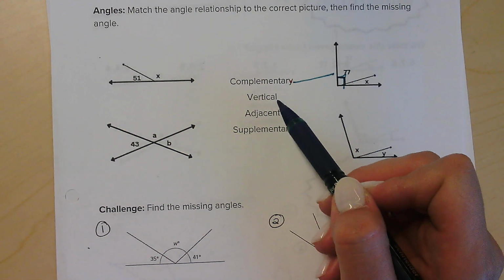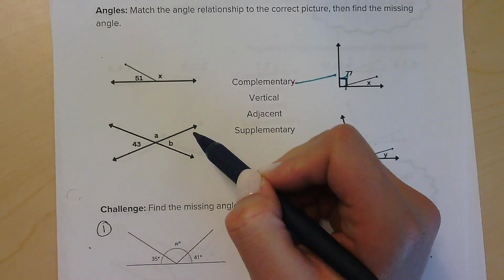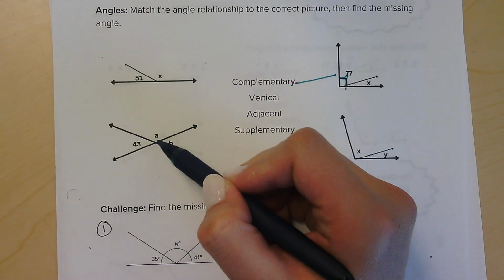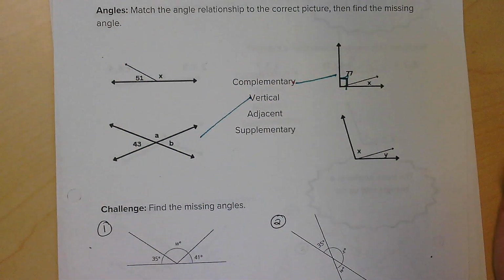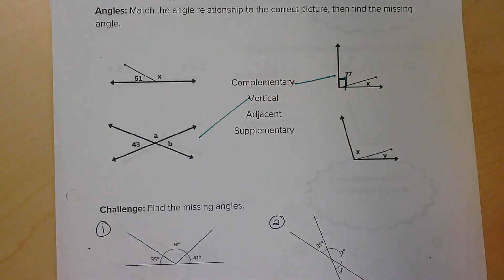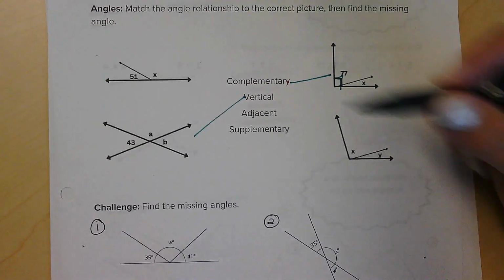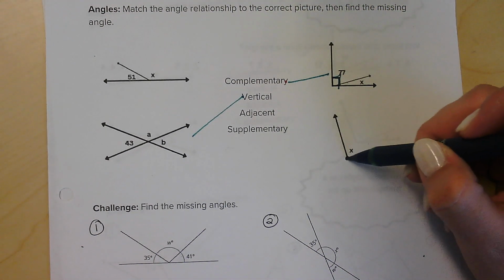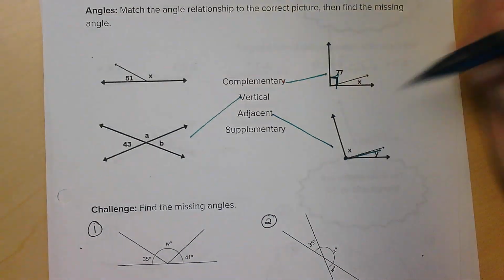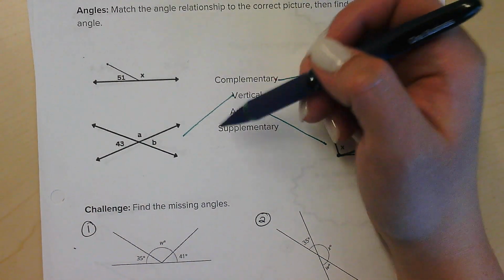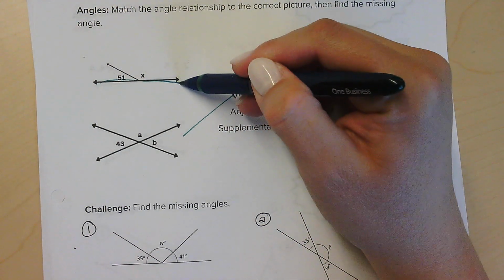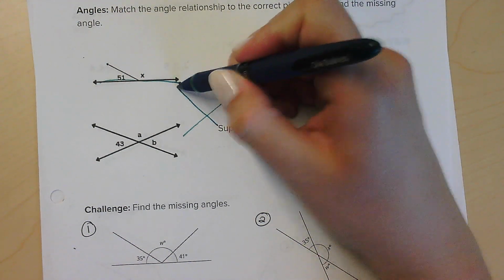Next is vertical. Those are the two intersecting lines. And you can think of vertical because there's four V's created. So V, vertical. Next is adjacent. Adjacent is two angles together that share a vertex and a side. So this one's the adjacent angles. And supplementary is two angles that add up to 180. And I know that a line is 180 degrees.